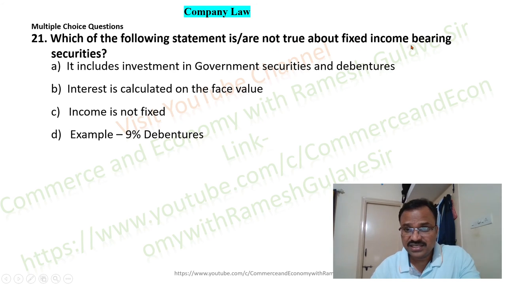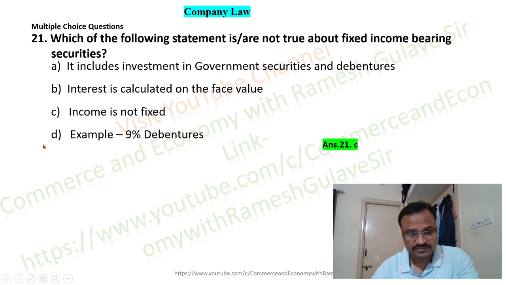Yes, so fixed income bearing security means on which interest is received at a fixed rate. So for government securities and debentures, the rate of interest is fixed. So this statement is true. Second statement says interest is calculated on the face value. Yes, interest is calculated on the face value for every investment. So second statement is also true. Third statement says income is not fixed. See, this is a contrary statement, because the question is about fixed income bearing securities, and option C says income is not fixed. So this is not true. So here option C is the right answer.